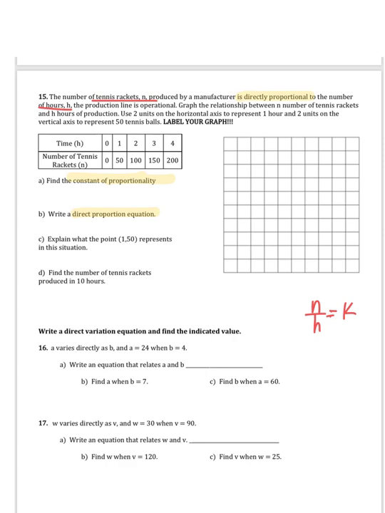Graph the relationship between the number of tennis rackets and hours of production. Use 2 units on the horizontal axis to represent 1 hour and 2 units on the vertical axis to represent 50 tennis balls. Okay, so this side here is my N, this is going to be my hours, so I have to make this on the graph and do what it says.